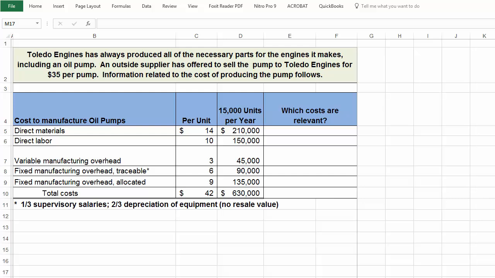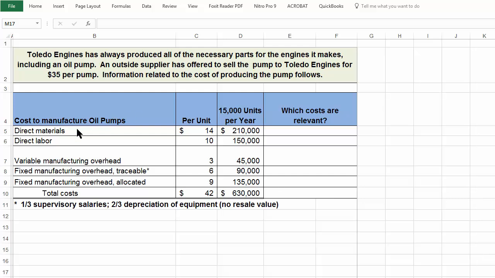Hello, this is Catherine Morgan-Nance. Let's continue our discussion about whether to make or buy a component part with this example. Toledo Engines has always produced all of the necessary parts for the engines it makes, including an oil pump. An outside supplier has offered to sell the pump to Toledo Engines for $35 per pump, and information related to the cost of producing the pumps follows.